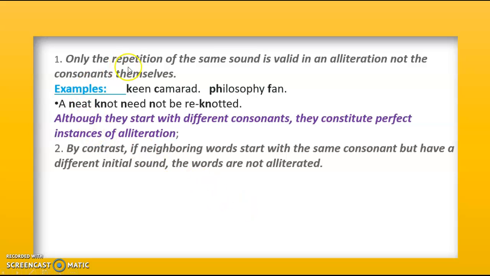Okay. Only the repetition of the same sound is valid in an alliteration, not the consonants themselves. All right? We here focus on the sounds, not on the letters. For example, K sound is here and C sound is here. Letters are different, but the sounds are the same, so that creates music in a sentence.